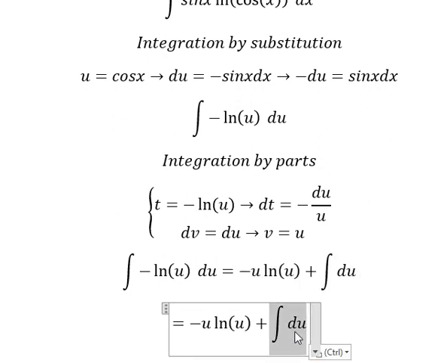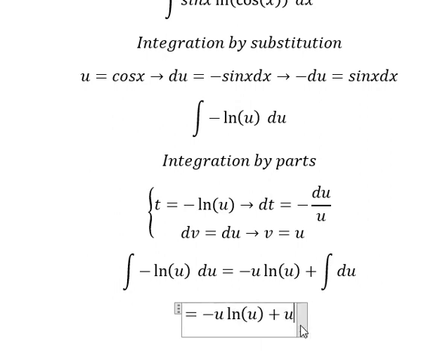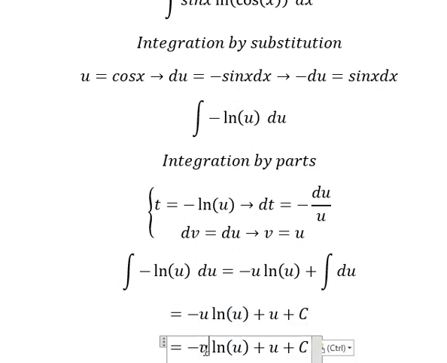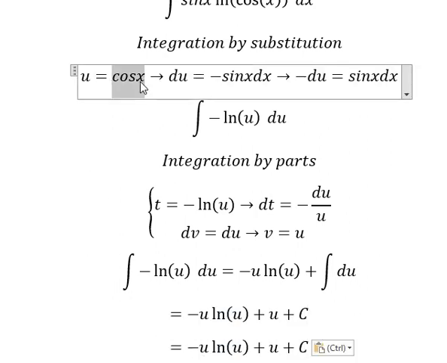The integration of this one is u, and I will put c. About u, that is cosine s.